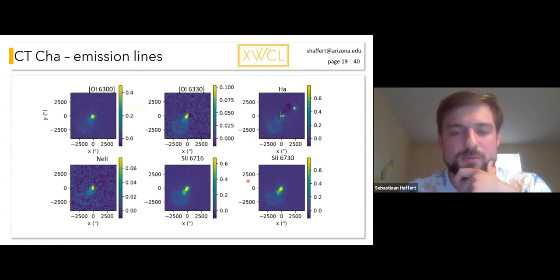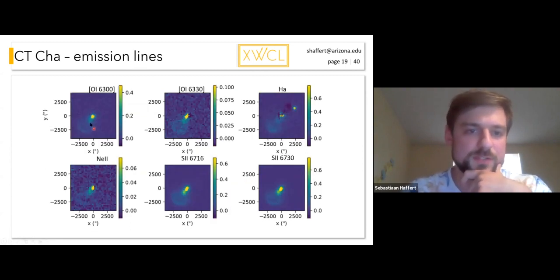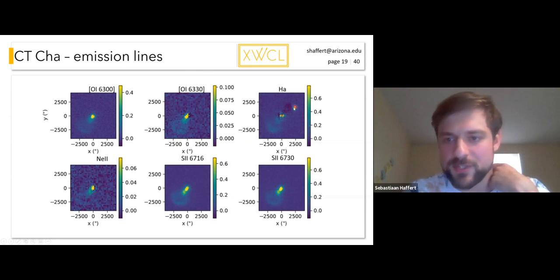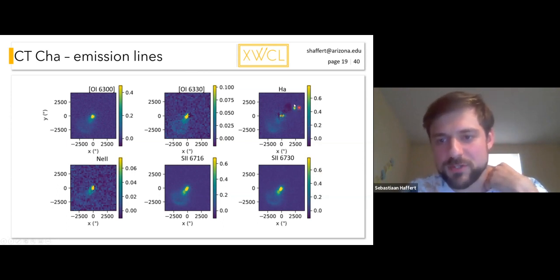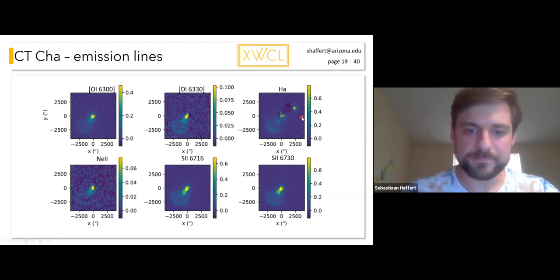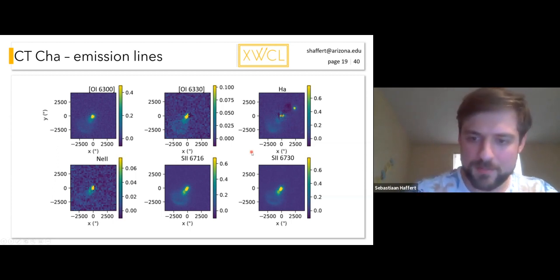So of course, you can look at different emission lines. You can look at the oxygen lines, again the H-alpha line, the neon line, the S II lines. Here in the H-alpha, you can clearly see the brown dwarf companion that is accreting. So we have detected multiple emission lines.